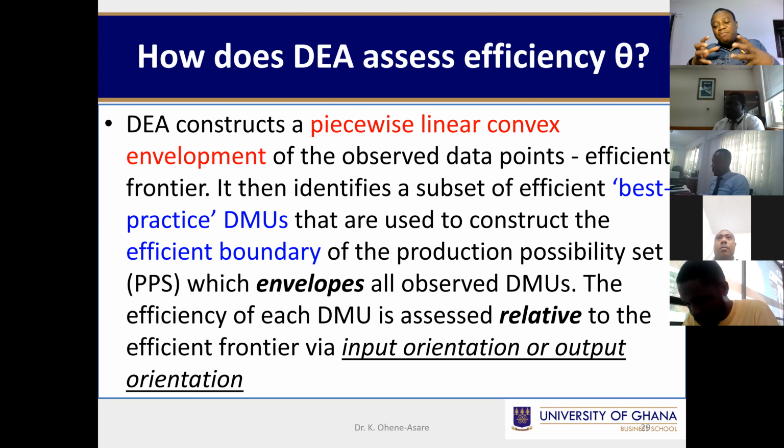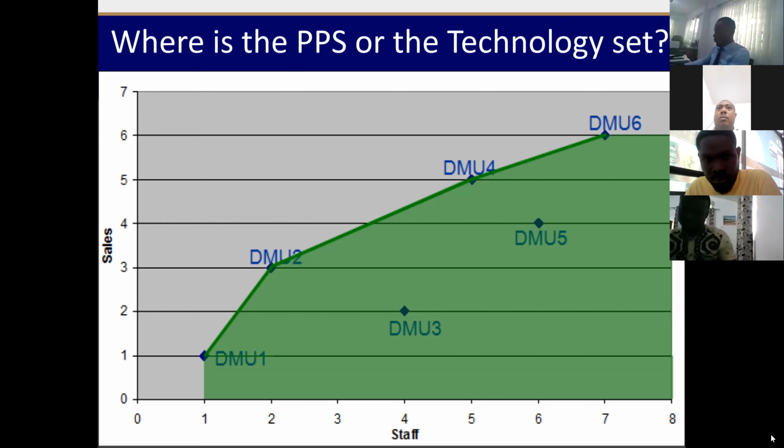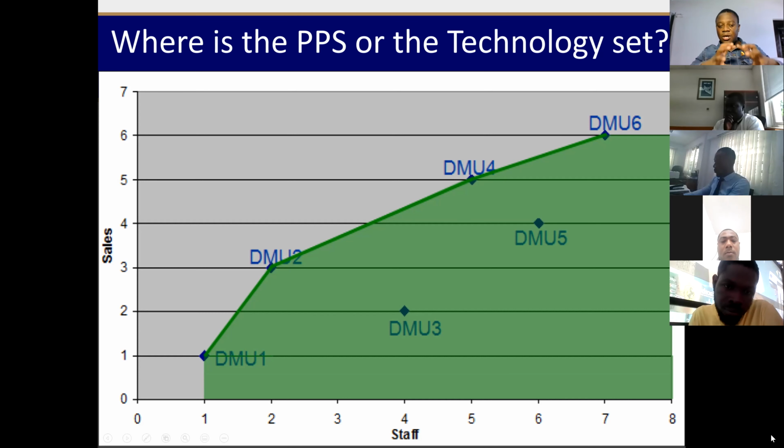So the production possibility set is made up of what? Who can tell me? Raise your hand. When we say the technology set, what is it made up of? It's made up of what? Adiaba, tell me.